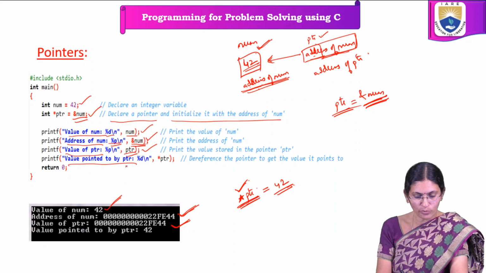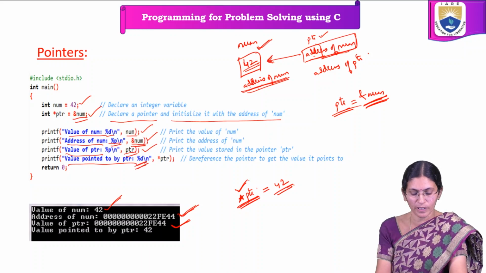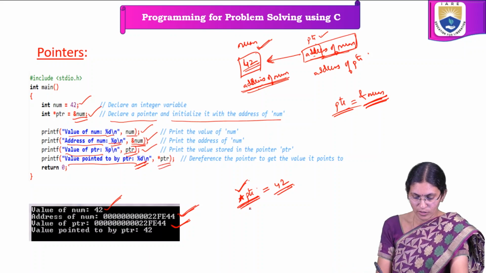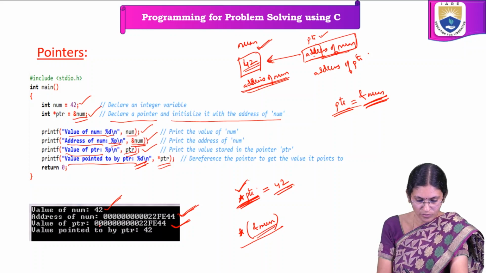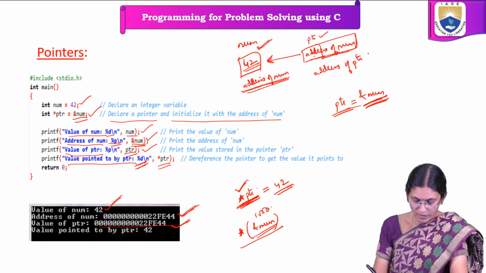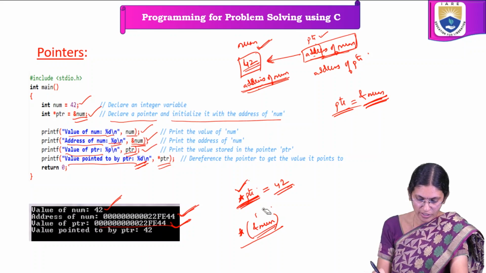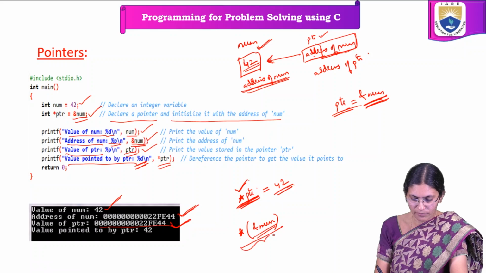So value pointed to by ptr. Since this is pointing to an integer value, %d is the format specifier and then *ptr. We can analyze this in this way. *ptr is nothing but the value at the address of num. Suppose this address is 1000. This is the address which is mentioned here. So this statement we can assume as the value at this particular address.